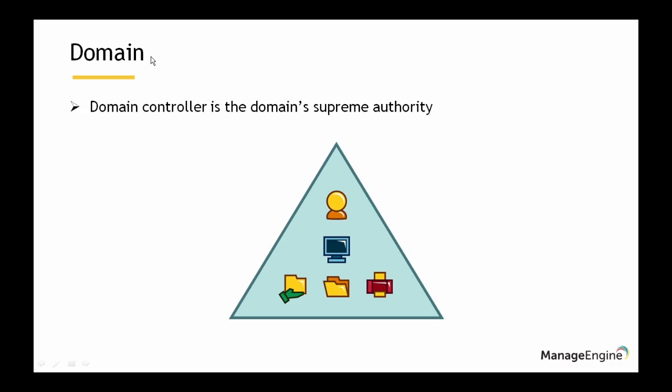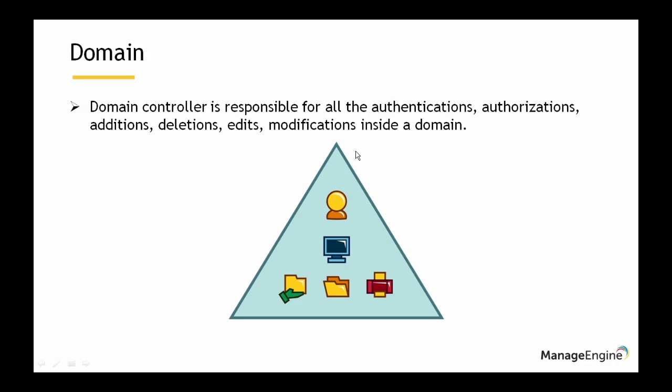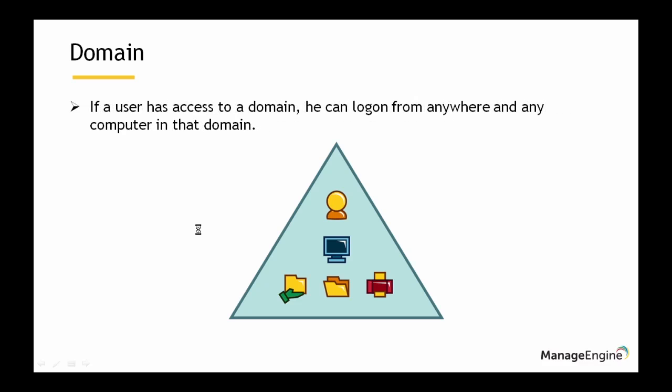When you have a domain, you need something that could control the domain, and that is called a domain controller. So a domain controller is the domain's supreme authority, and this is responsible for authenticating objects and also authorization. So any additions, modifications or deletions that you perform within your organization will be passed through an entity called a domain controller when it comes to Active Directory.